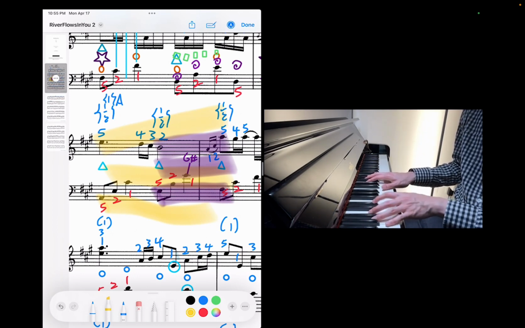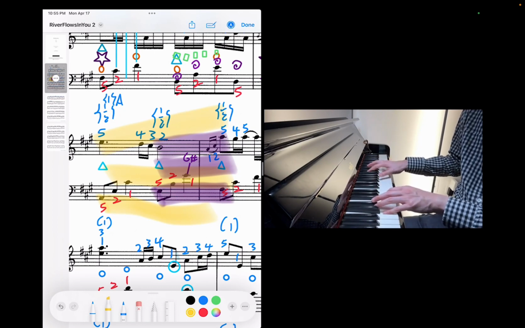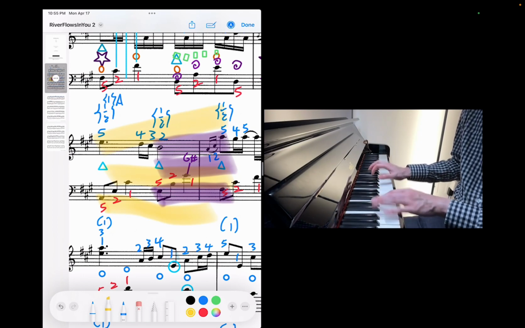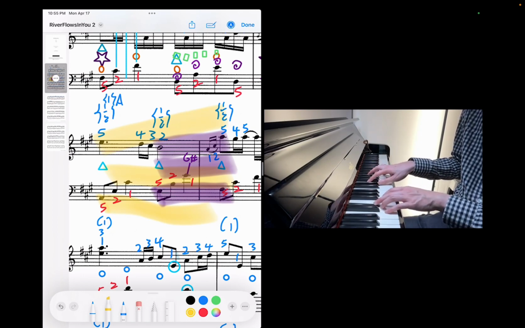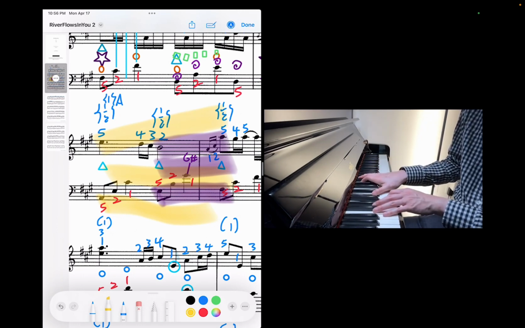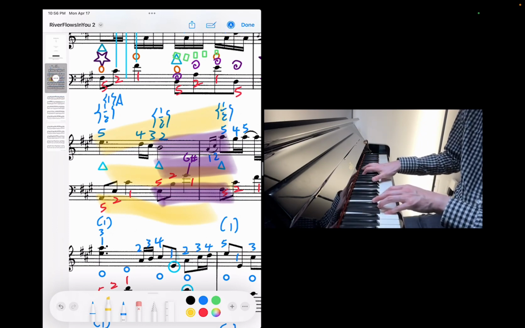Review the right. Both. From the beginning. Purple. Both hands. Beginning. Left hand one. Both hands. Beginning. Ending. Beginning.